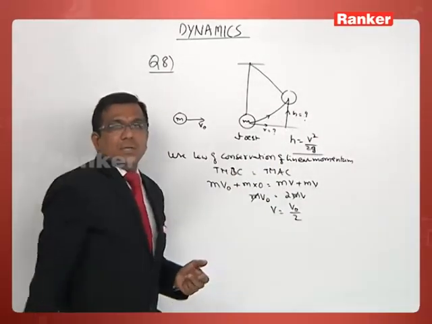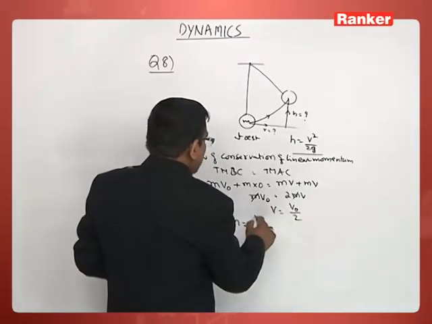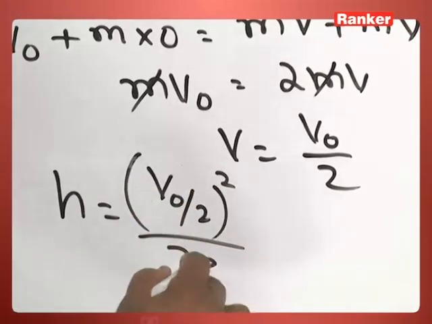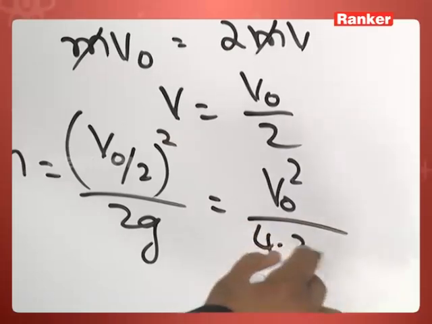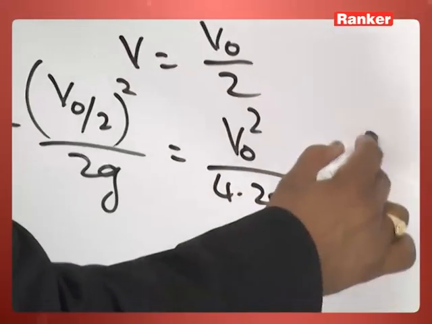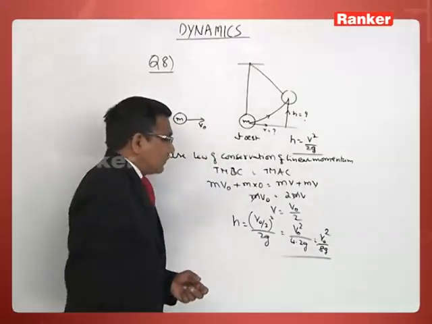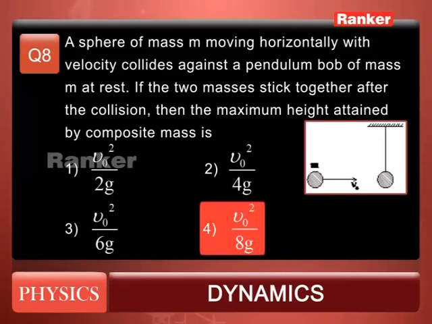As I already gave you, h is equal to v square by 2g. If you write h is equal to v square, where v is v0 by 2, whole square, by 2g, this becomes v0 square by 4 into 2g. So this will be v0 square by 8g. So the height they attain is v0 square by 8g. If you see the options, the fourth option is v0 square by 8g. So the fourth option is the correct answer.